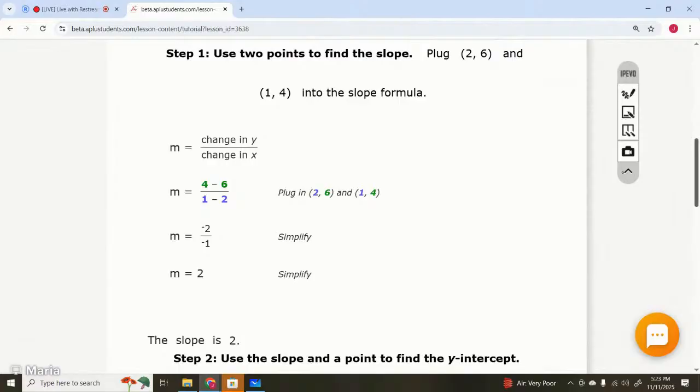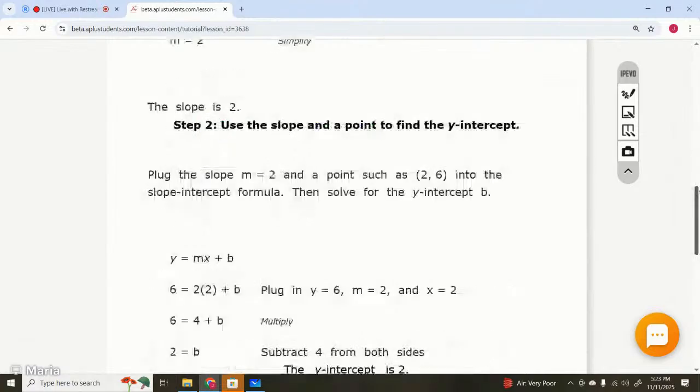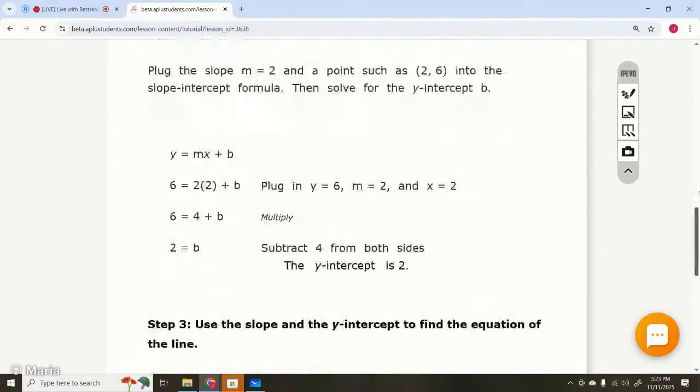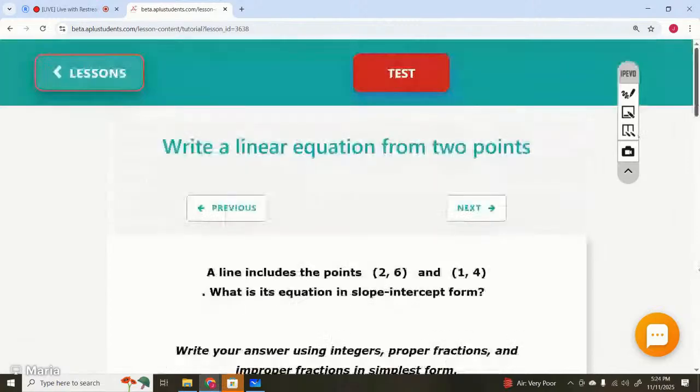M is equal to 2. The slope is 2. Use the slope and a point to find the y-intercept. You can use any of the points. So y equals 2x plus b, but b equals 2. So y equals 2x plus 2. Let's just start with the test questions.